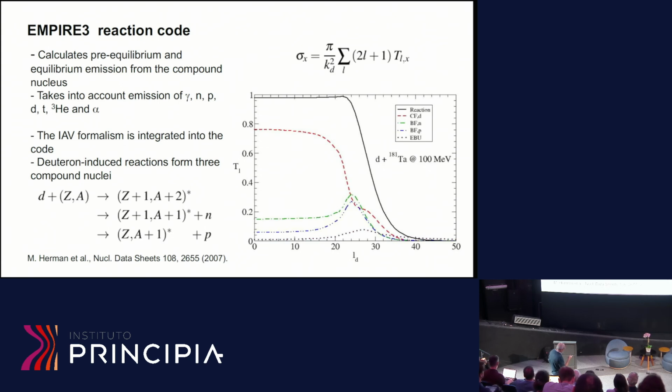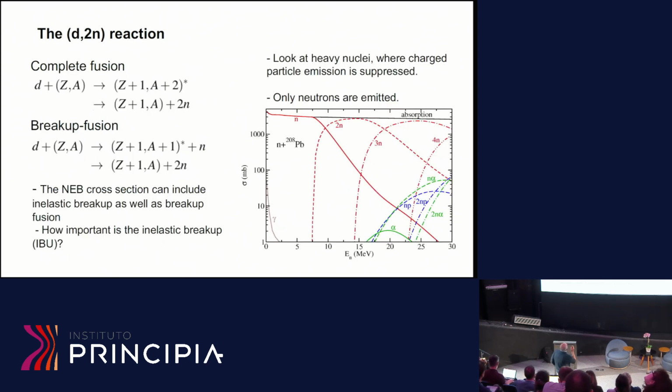Well, so now what can we do with this? One of the first things we want to look at is the d,2n reaction. The d,2n reaction is interesting because there's a lot of data available, because it's of interest for production of radiopharmaceuticals. So the deuteron was studied extensively, looking for possible simplified routes for their production.